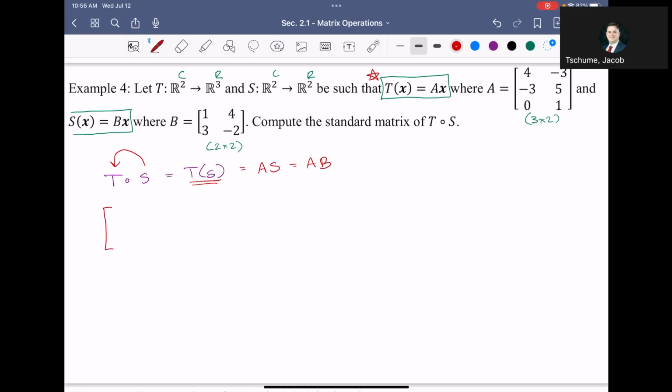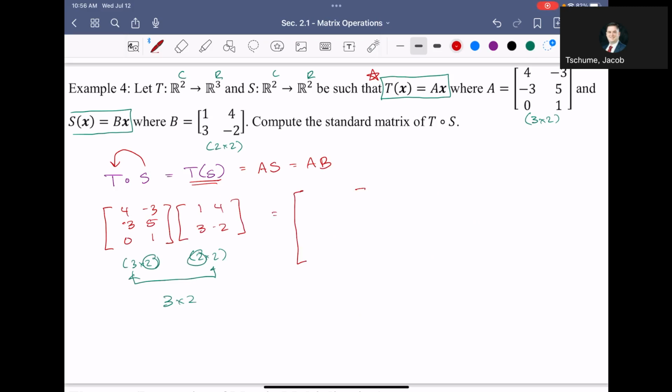So if I take A, which, let me get that matrix down, multiplied by B, let's see if we're allowed to multiply these together. So you have a 3 by 2 multiplied by a 2 by 2. The inner numbers match, which is good. The outer numbers give us our final dimension. So we're going to end up multiplying this together to get a 3 by 2 matrix.